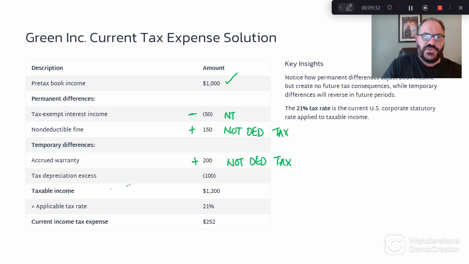Depreciation excess, we get more depreciation because we're using straight line versus tax depreciation. So we're going to subtract that. So if you got 1,000, that's 950, 1,100, 1,300 minus $100 is 1,200 bucks. That's their taxable income. So notice this is their pre-tax book income. This is their taxable income. Their tax rate is 21%, so $252.